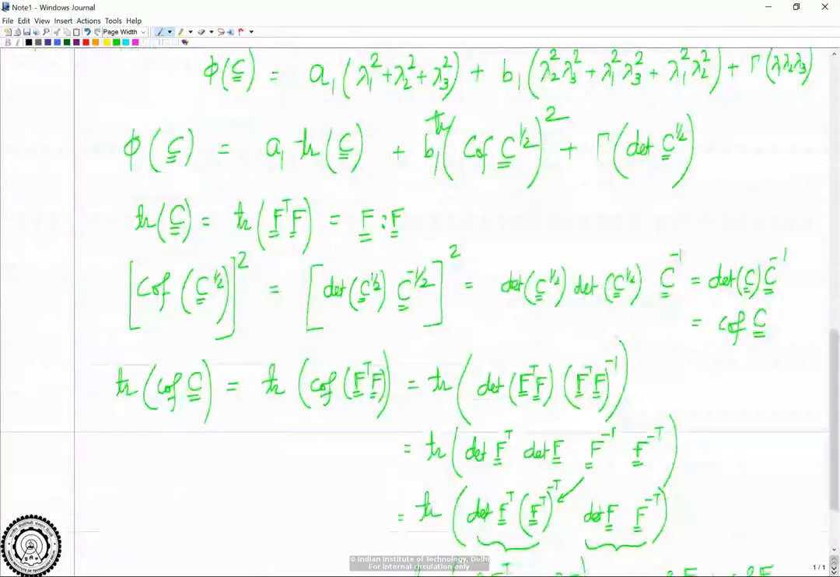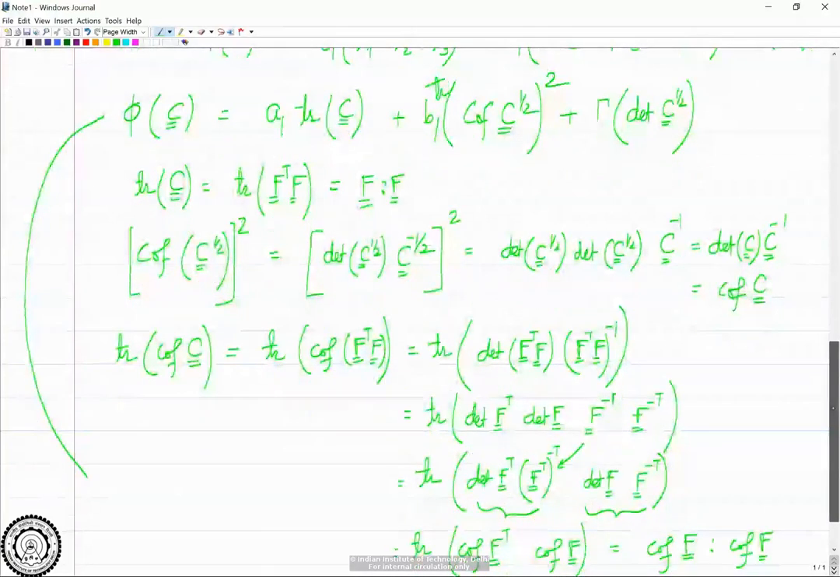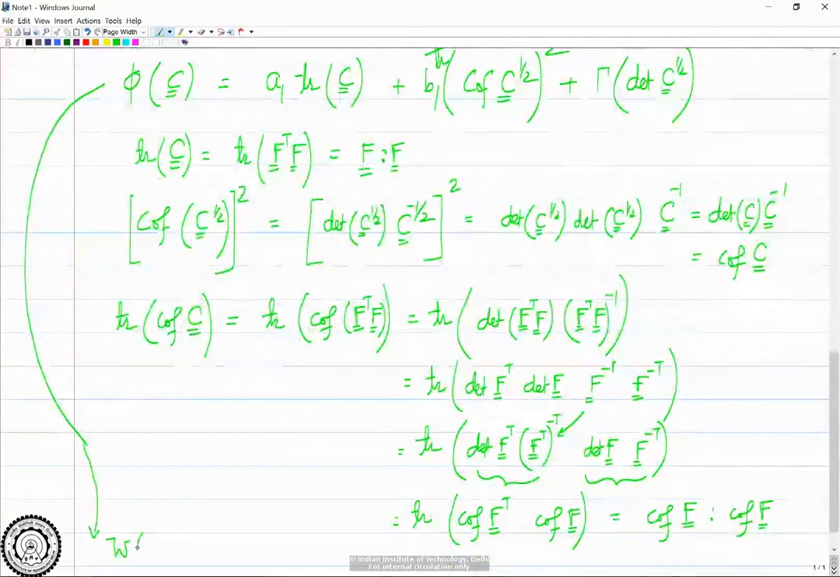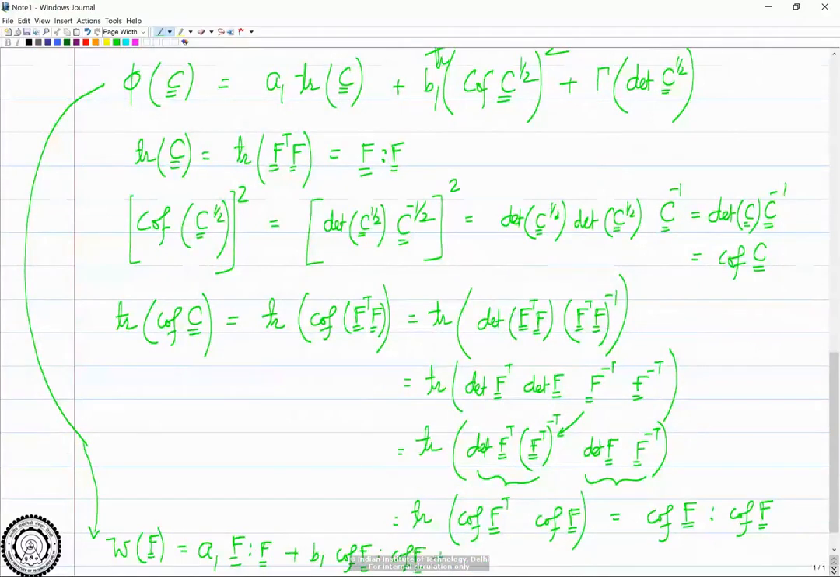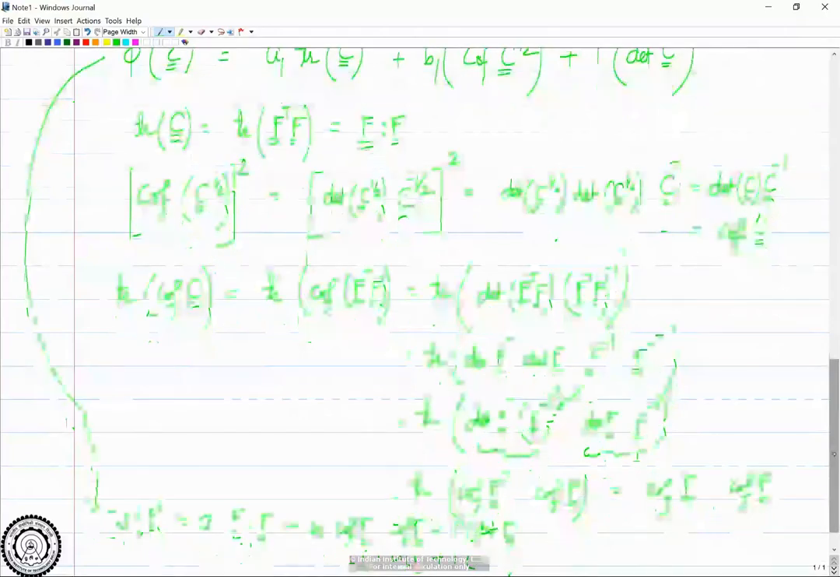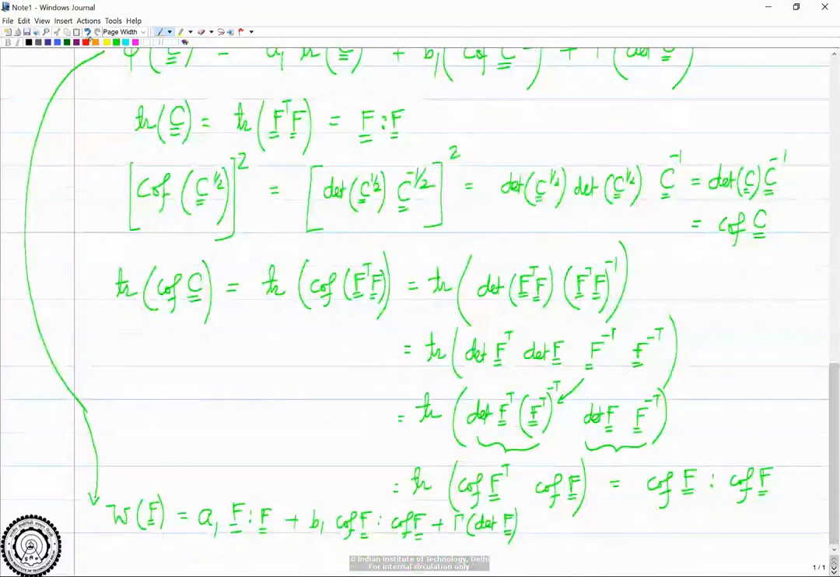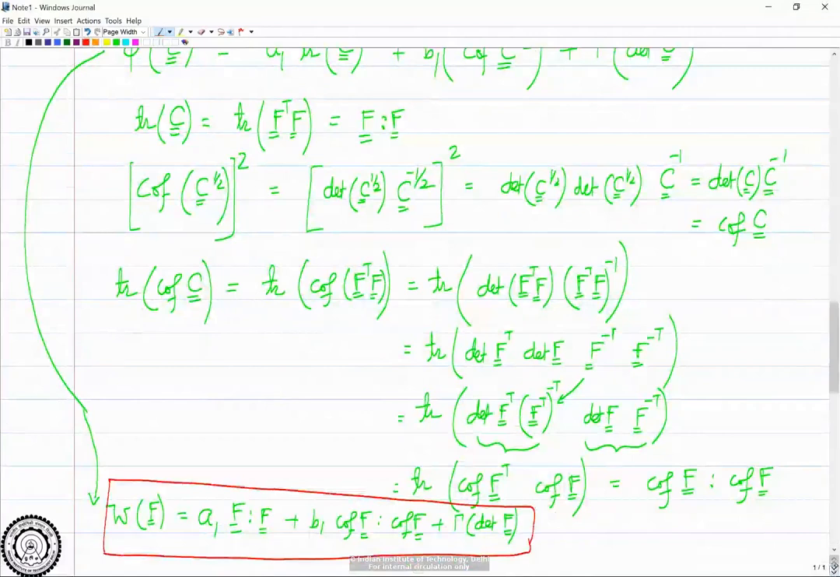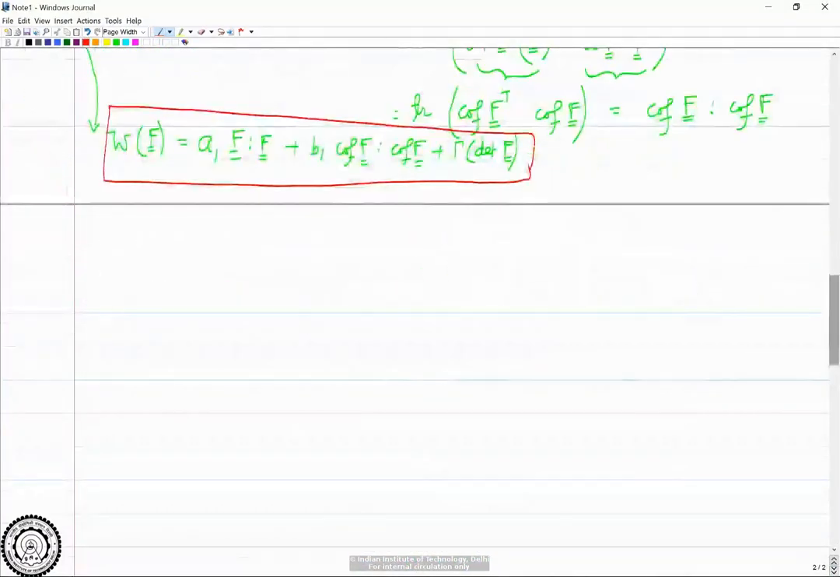So now you see the same thing can now be written in terms of F. So I want to write it in terms of F. So your W of F is then equal to A1 into F double contraction F. Okay. Plus B1 into cofactor of F double contraction cofactor of F. And the last one is gamma of determinant of C to the power half. And that we just figured out it is also determinant of F. So everything is now written in terms of F. Okay, any question till now?